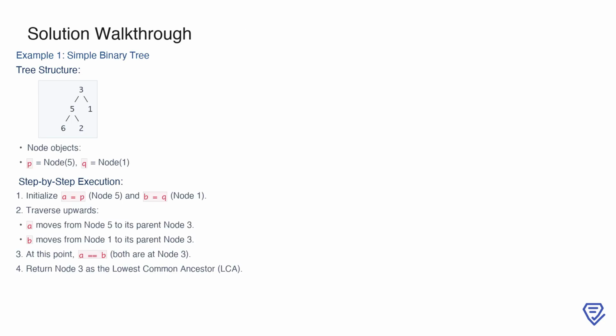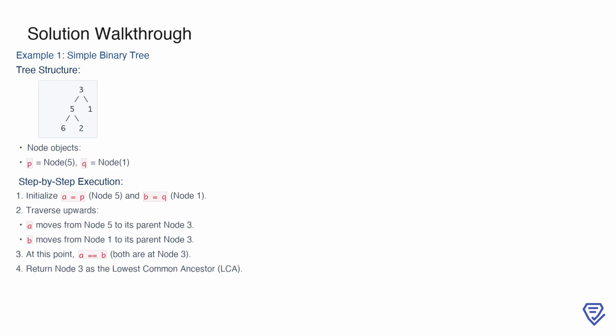To solve the problem of finding the lowest common ancestor in a binary tree, let's start with a simple example. Here, we have a binary tree where the root is node 3, with children node 5 and node 1. Node 5 itself has two children, node 6 and node 2. We are tasked with finding the lowest common ancestor of two nodes, P, which is node 5, and Q, which is node 1. The process begins by initializing two pointers, A and B, to start at P and Q respectively.